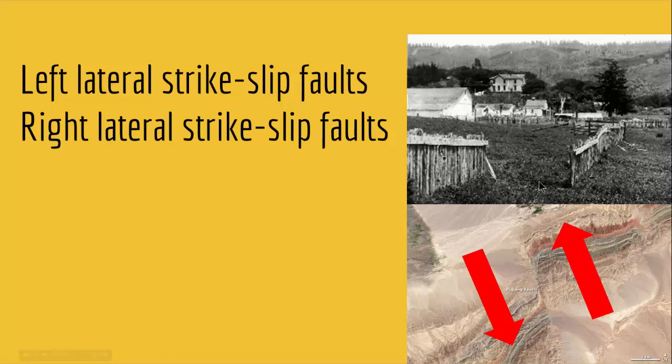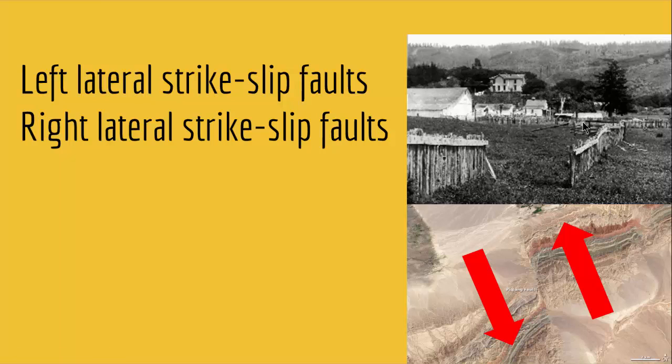However, in this case, this is a right lateral strike slip fault, because if you stand right here, this side has moved to the right. And if you stand right here, this side has moved to the right. So this is a right lateral strike slip fault.